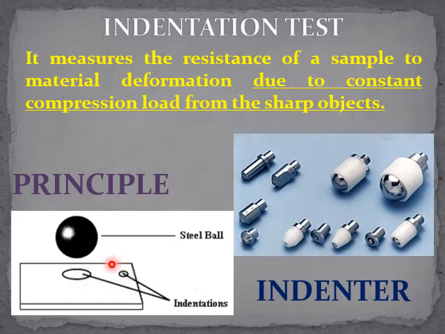If the load is small, the impression made on the surface is small, and if the load is heavy, the impression made is larger, with a large diameter. Knowing the diameter of the impression and the applied load, the hardness of the material is determined. This test is called the indentation test.